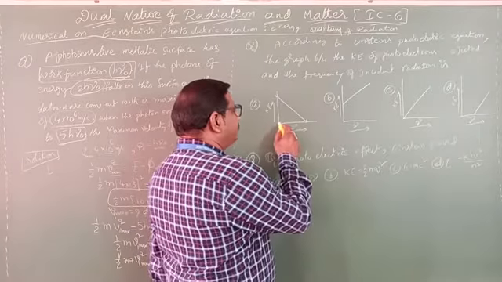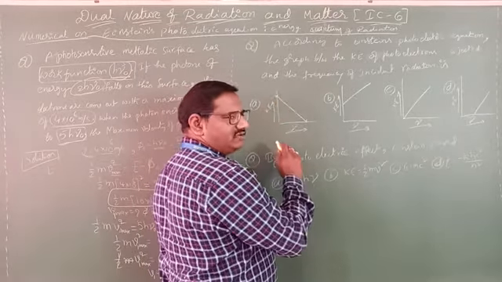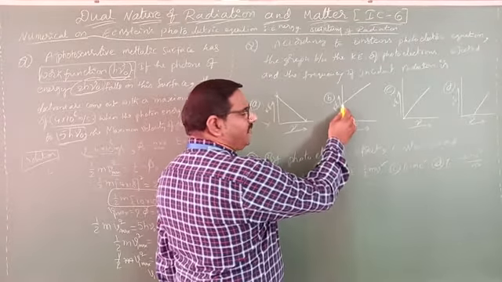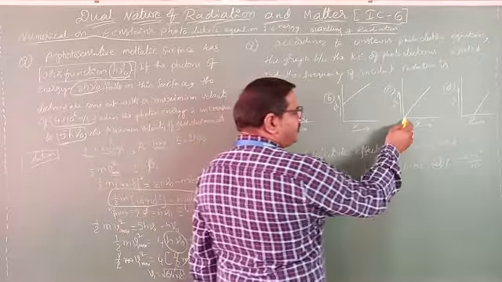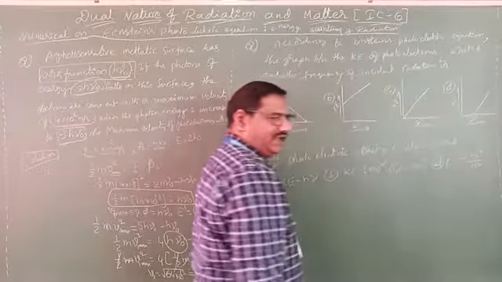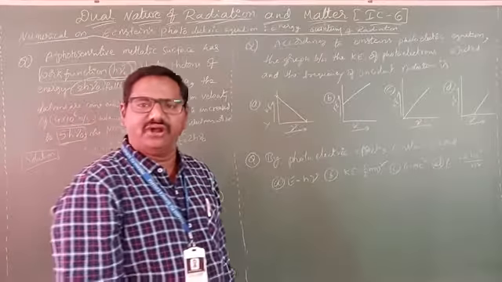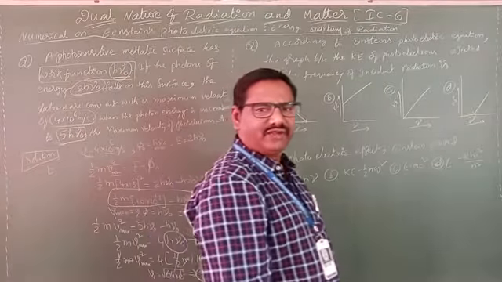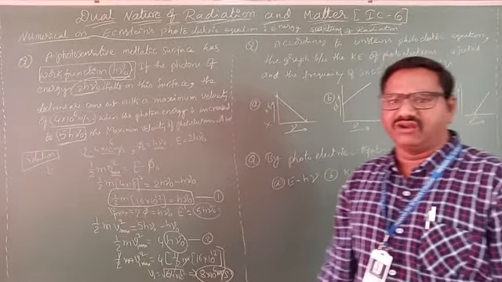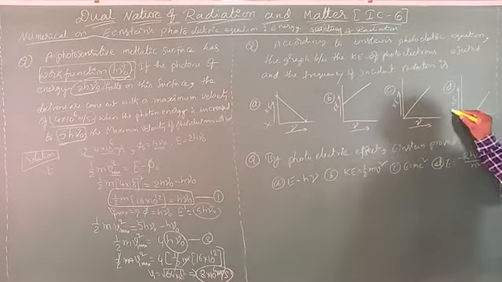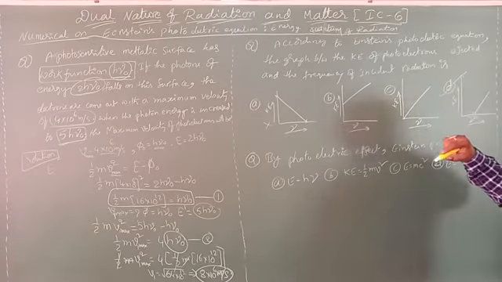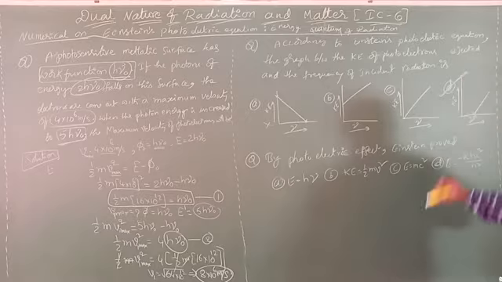Here the frequency is considered from the origin, but only after a certain frequency, that means the threshold frequency, will the photoelectrons come out from the metal surface. Yes or no? So what is the option here? The answer will be the fourth one.